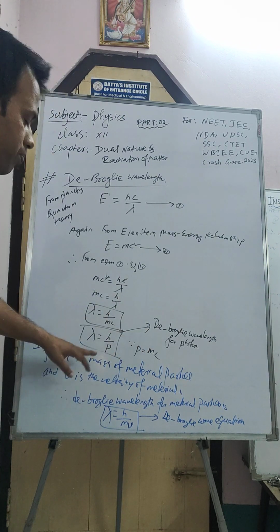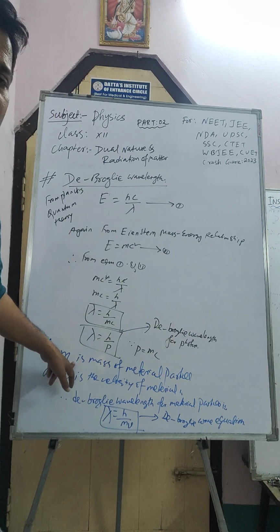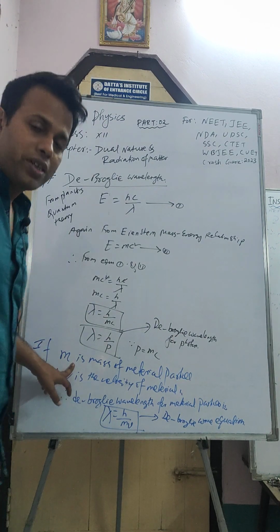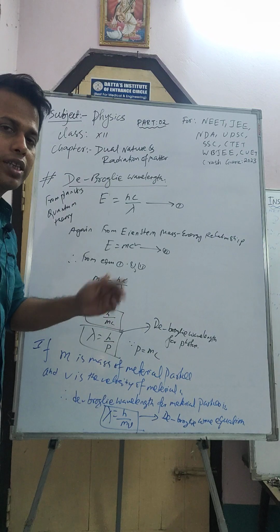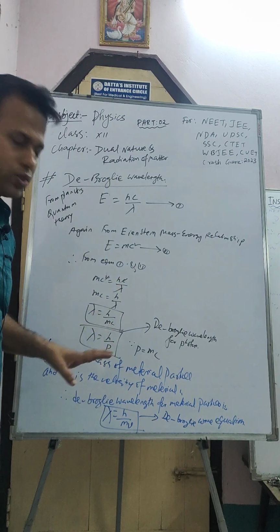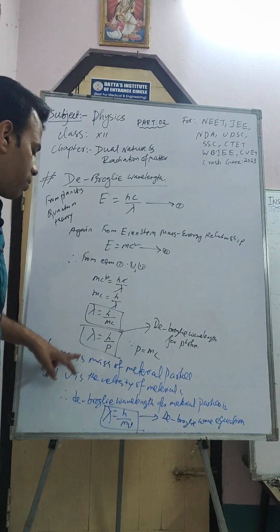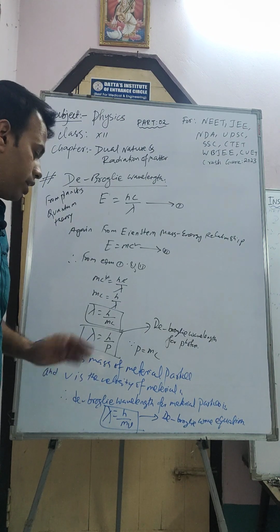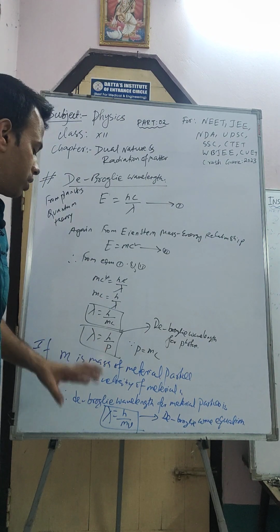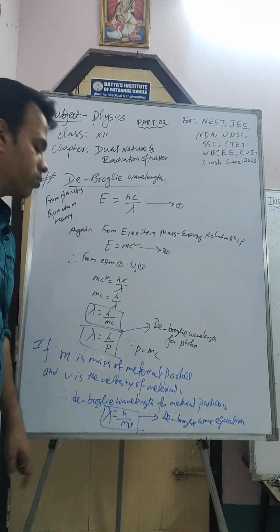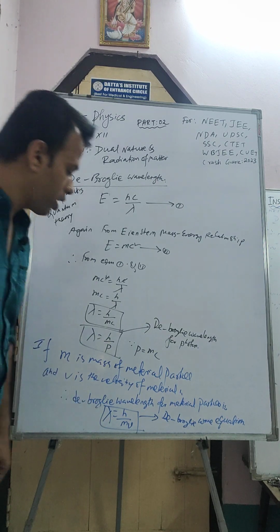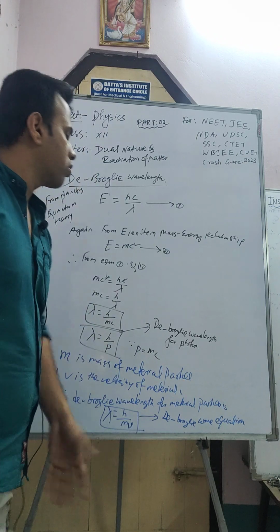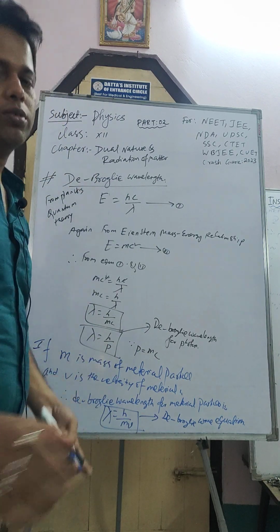And according to de Broglie hypothesis, if light particle has wave nature, then material particle should have wave nature. Okay, so according to him, if m is the mass of the material particle and v is the velocity of the material particle, then the wavelength of the material particle will be lambda equal to h by mv. Okay, so this is known as the de Broglie wave equation also. So write it down.